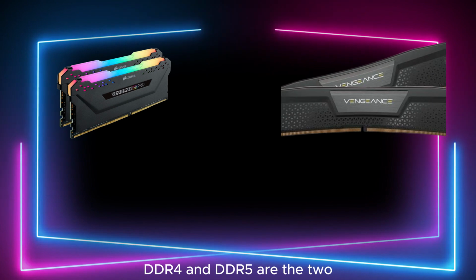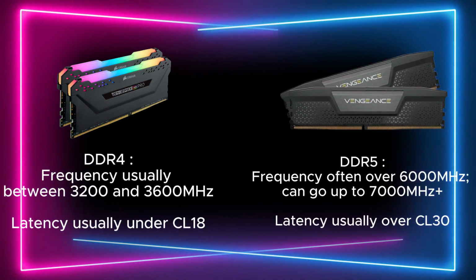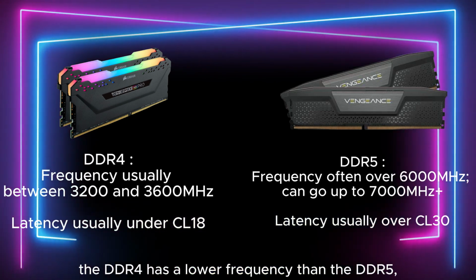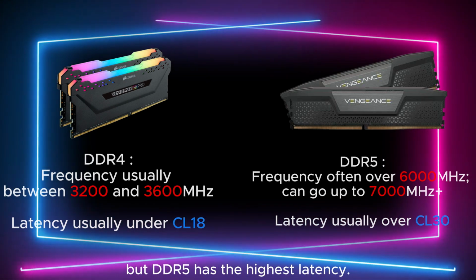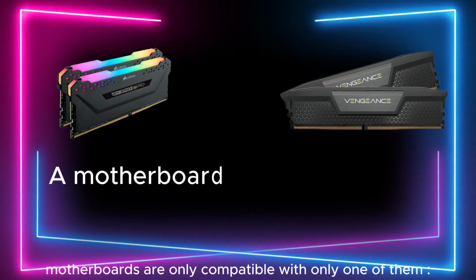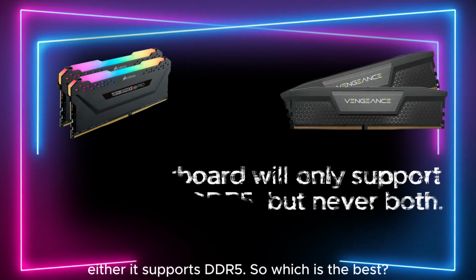DDR4 and DDR5 are the two latest generations of RAM. Let's look at those examples. If you look at their specifications, you can notice something. DDR4 has a lower frequency than DDR5, but DDR5 has the highest latency. It is also good to know that motherboards are only compatible with one of them. Either your motherboard supports DDR4, or it supports DDR5.